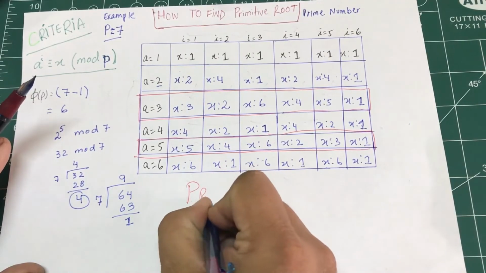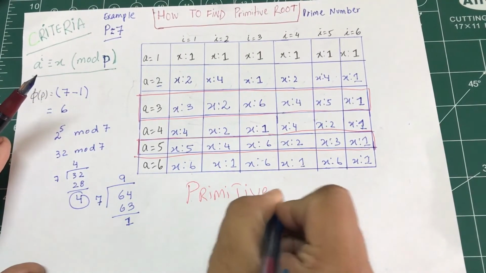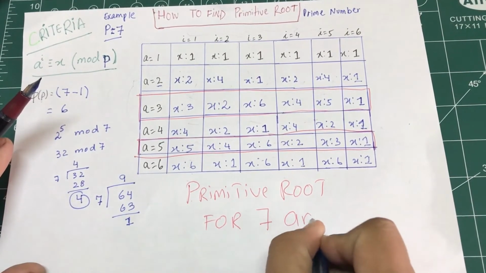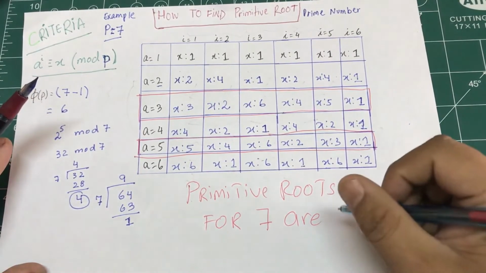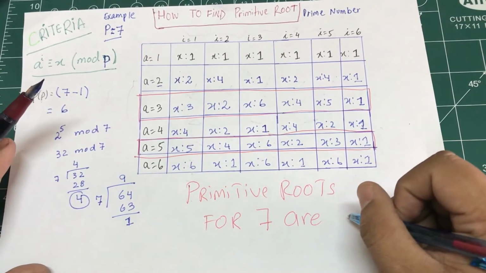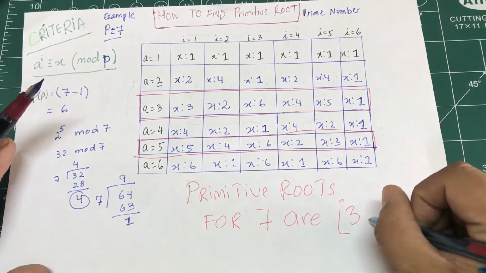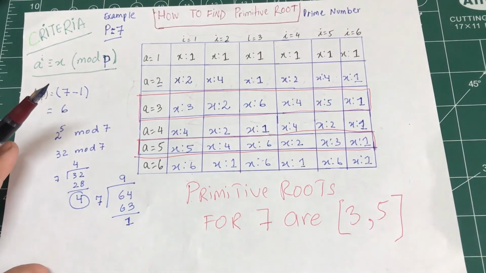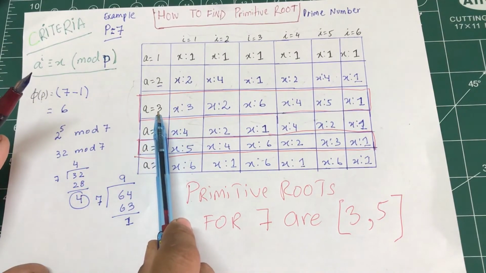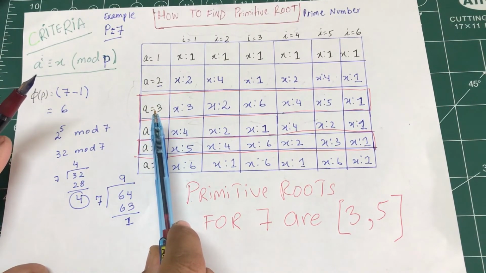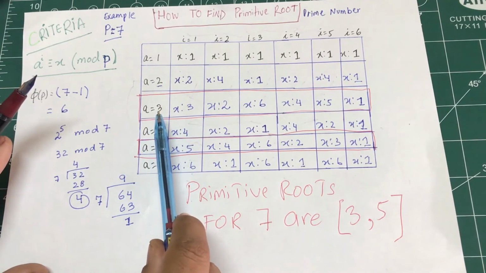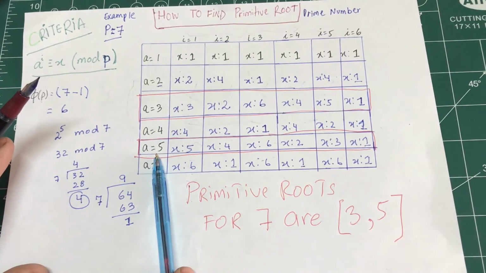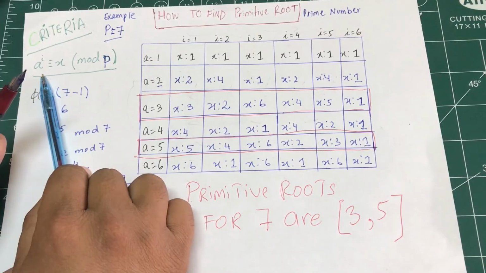So the primitive roots for 7 are 3 and 5. These are the two numbers which will generate this entire sequence, which is very important in the Diffie-Hellman key exchange method. That's why I'm teaching you this. So a is equal to 3, a is equal to 5. Always remember that this is the criteria you're going to use to generate this.